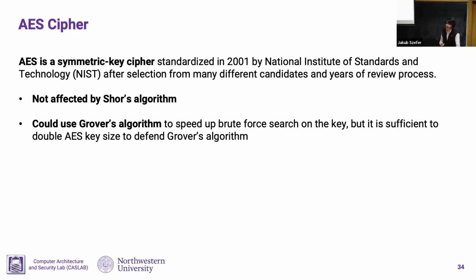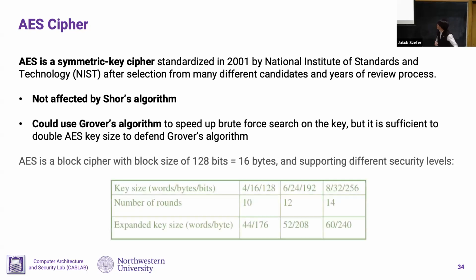But also, maybe somebody can design a new algorithm that breaks AES. We're not sure, but so far it's not affected by quantum computers. And just to give you a very brief overview of a block cipher: AES is a block cipher. That means it breaks the data into chunks. In the case of AES, they are 16 bytes. So your data is broken into 16-byte chunks, and each chunk is encrypted by a number of rounds.